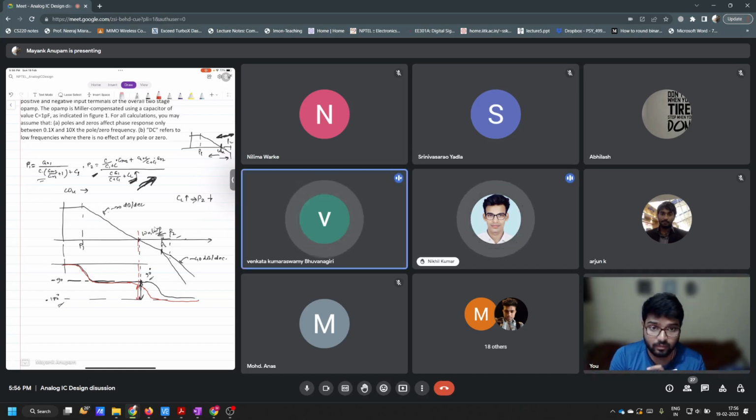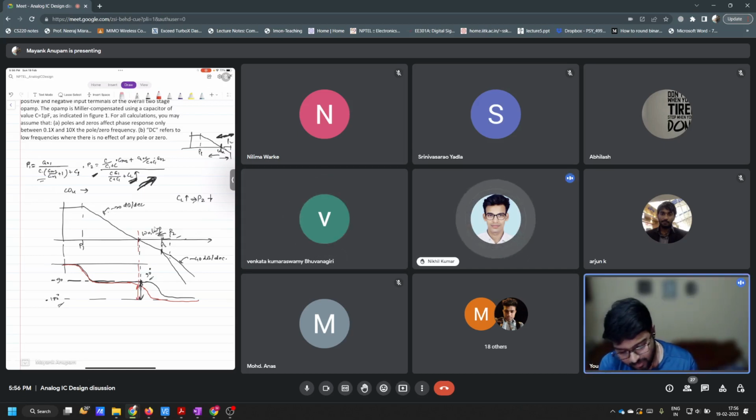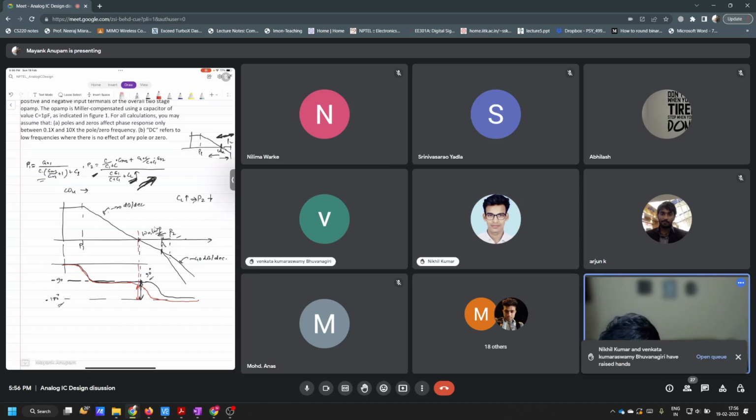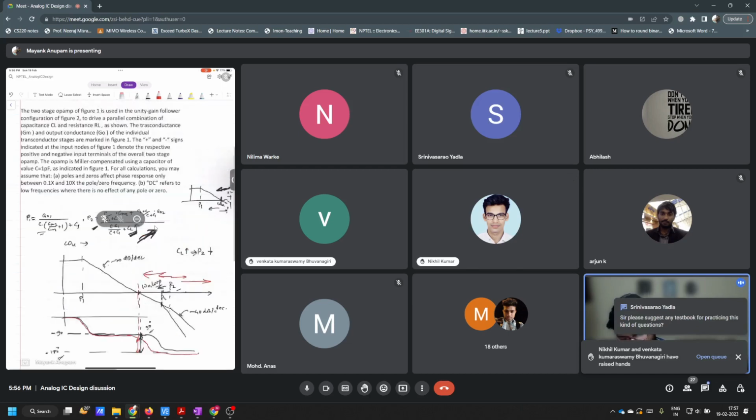So basically again, what I'm saying is that when P2 is changing, if P2 is moving this way or this way, your phase margin is changing, isn't it? Your phase plot is changing, and because of that the phase margin is changing, so it will have some effect on phase margin. Okay.